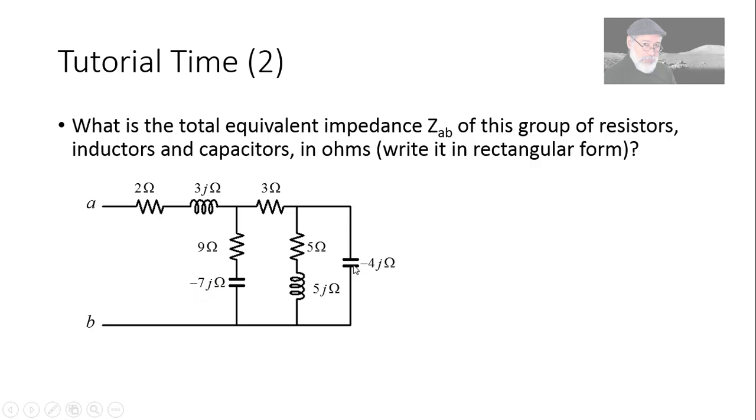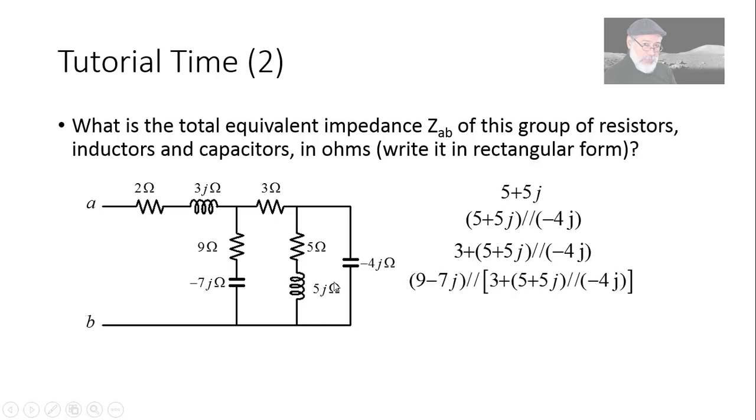So let's assume we can combine them the same way we simplified resistors, right? So let me combine, let's say, these two in series, 5 and 5j, in series we add them up, and then we put them in parallel with negative 4j, like so. Fine. And now all of that group we put in series with 3. Perfect. And that we're going to put in parallel with 9 minus j7? Absolutely. And then all of that in series with 2 and in series with 3j. That is going to be the total equivalent impedance of that group of elements seen on the port AB.